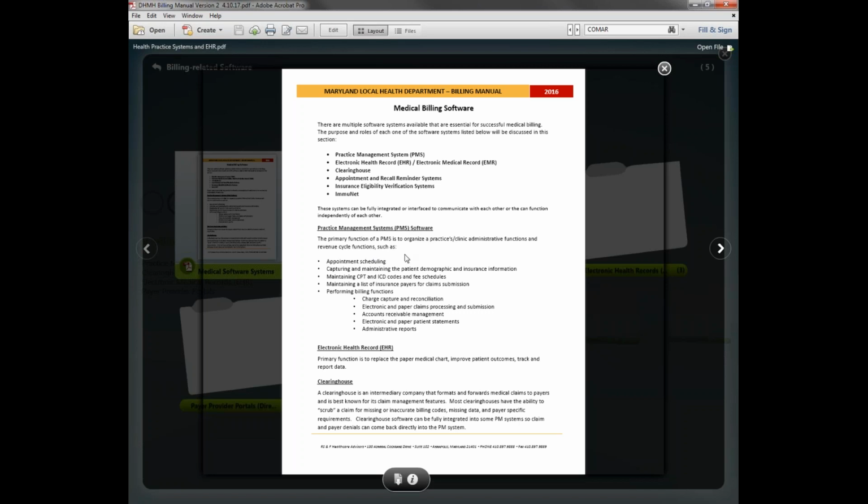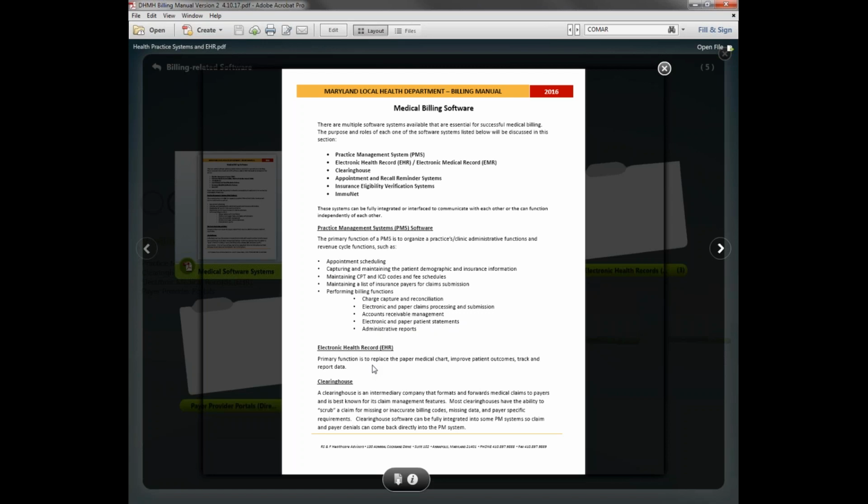Some of these functions include appointment scheduling, capturing and maintaining the patient demographic information at check-in and insurance information, maintaining your CPT and ICD-10 codes, as well as maintaining and updating your fee schedules, maintaining a list of insurance payers for claim submission, and also performing a whole variety of different billing functions, including charge capture reconciliation, AR management, electronic and paper statements, and your administrative reports.